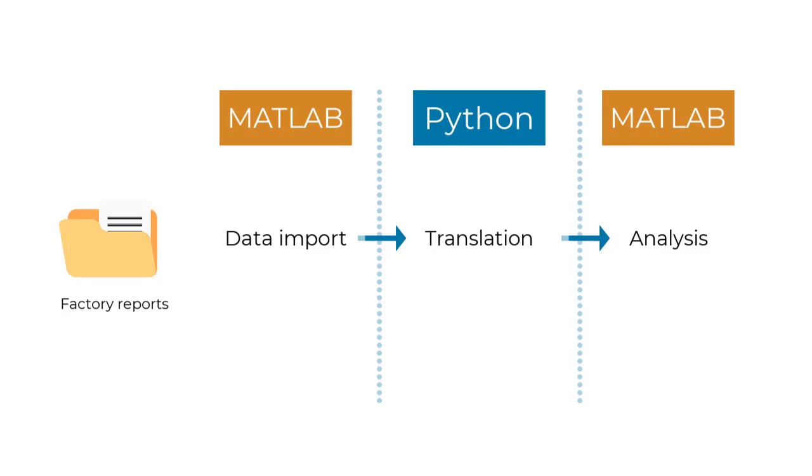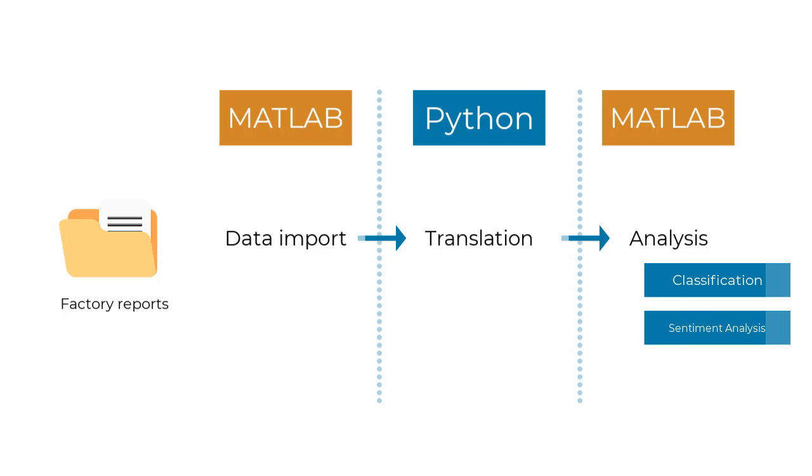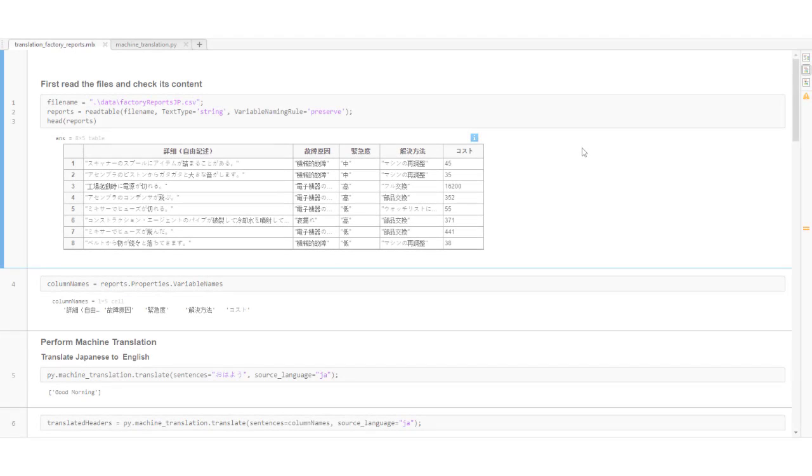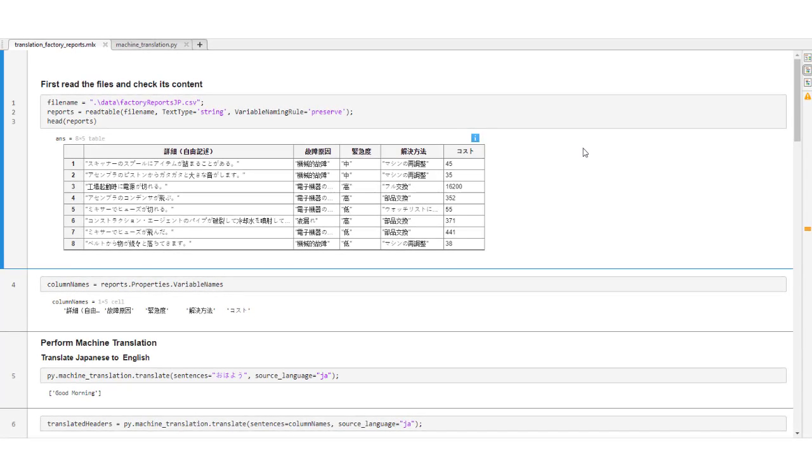This video shows how to analyze factory reports written in Japanese. We are going to do that in 3 steps. Importing the data into MATLAB, using the Python Transformers library to translate the reports, and later analyzing the text with the Text Analytics Toolbox. You can follow the same process for your own application, such as classification, sentiment analysis, topic modeling, or summarization. Now, let's open MATLAB Live Editor and get started.